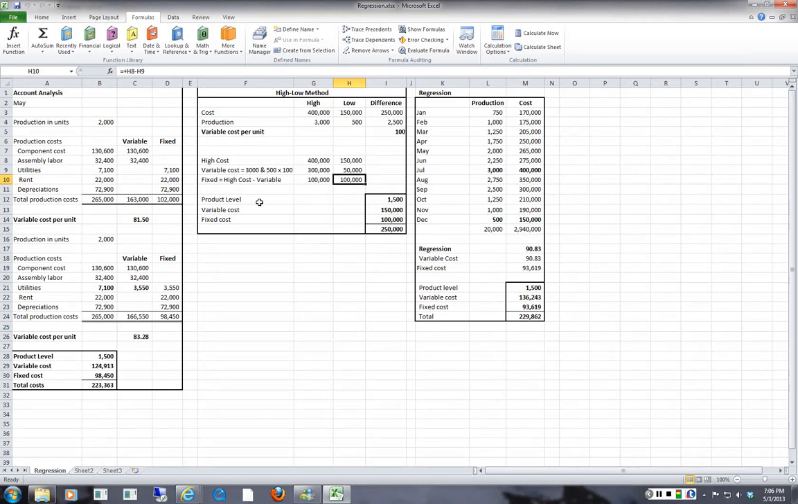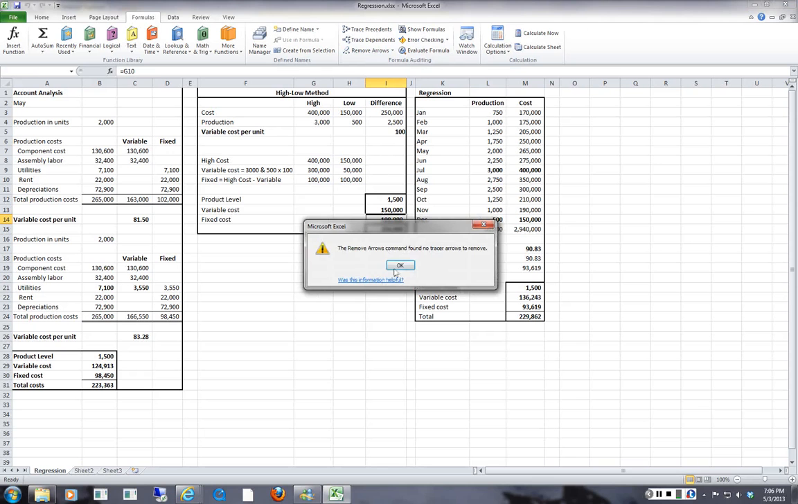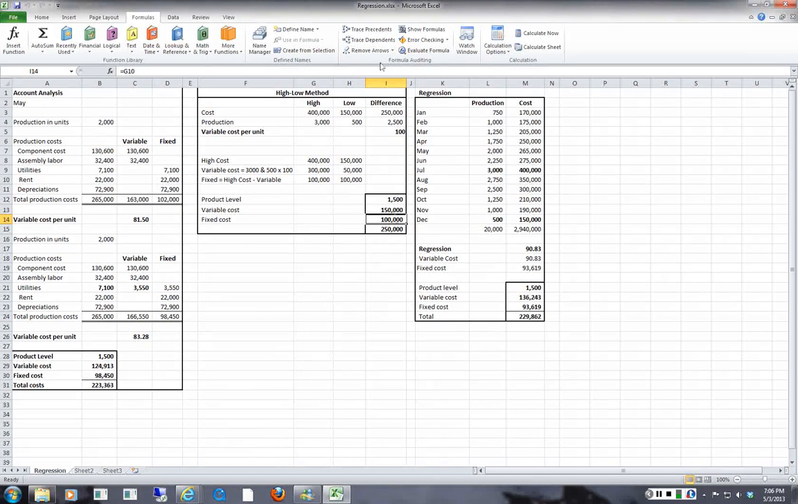So now we go down to the production level of 1,500 units, and we calculate our variable cost as $100 times the 1,500, and it comes up to be $150,000. Then we take our fixed cost, which is right here. Oh, I did that wrong. We pull that over there, and that's $100,000, and we add that to the 150. So our total cost based on this methodology is $250,000. It's a little higher than what it is there.